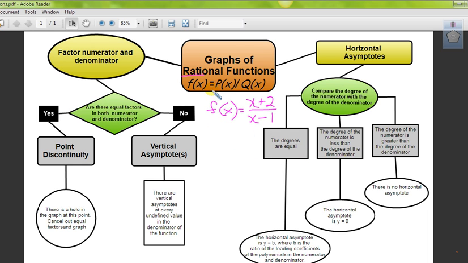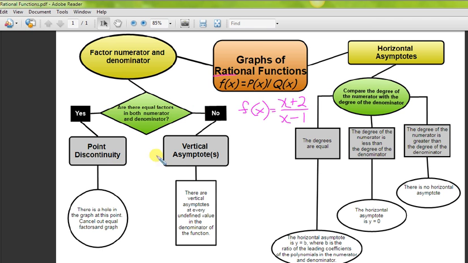But to find what's going on as far as vertical asymptotes or point discontinuity, and sometimes you have neither, and that's not even showing up here on this flowchart, but you'll soon find that out as you go through the process of this flowchart. At any rate, you start by factoring the numerator and denominator, which is a common theme in rational functions or expressions in themselves. Once you have factored it, you're going to ask yourself this question: are there equal factors in both the numerator and denominator? Based on that answer, that will tell you what direction to go.